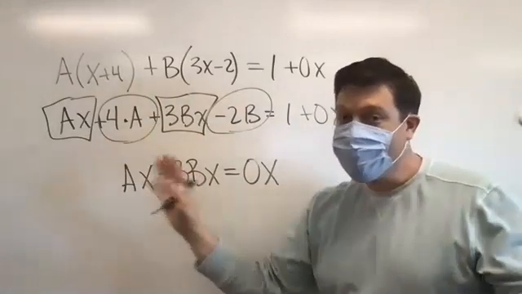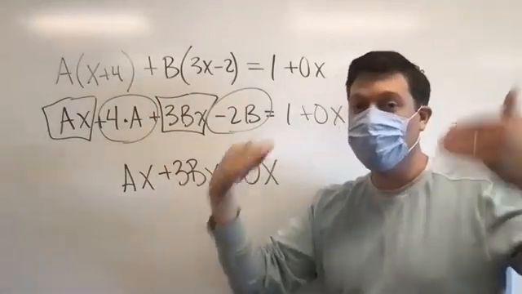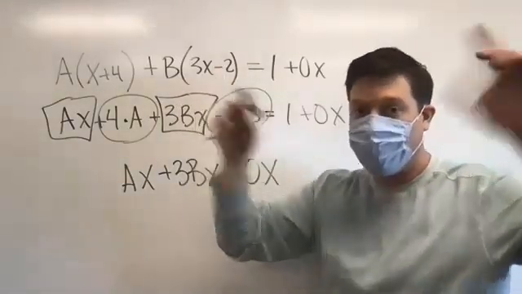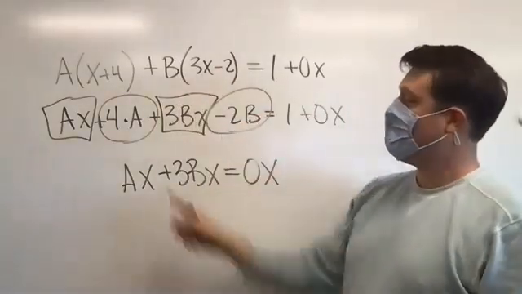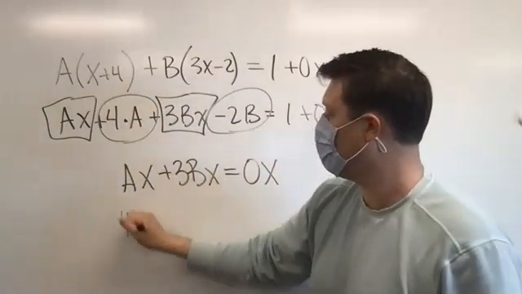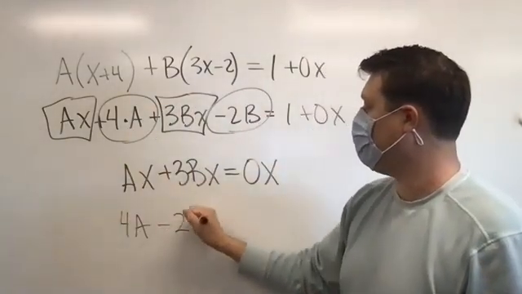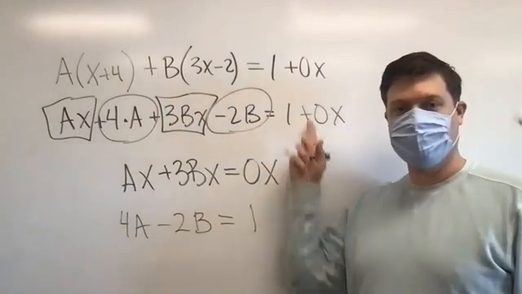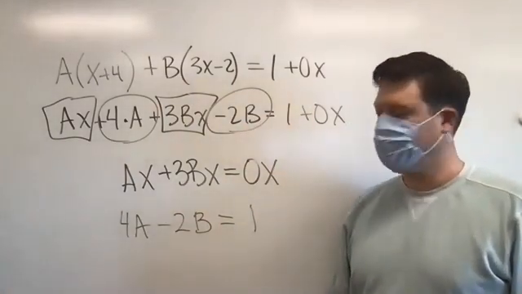I mean, I'm telling you, A is a number. We're looking for a number that will go on the top. We're looking for a number for B that will go on the top of their partial fractions. So 4A minus 2B equals 1, because that's what was there all the way along.